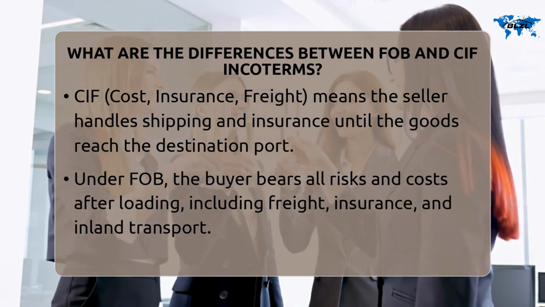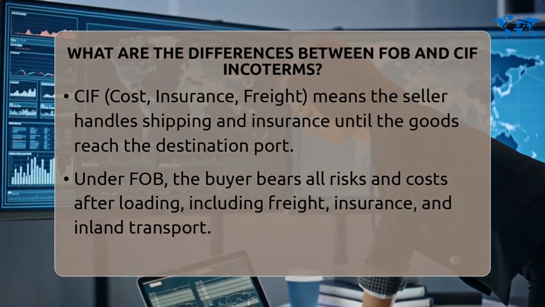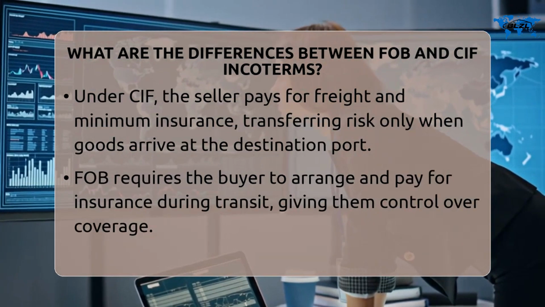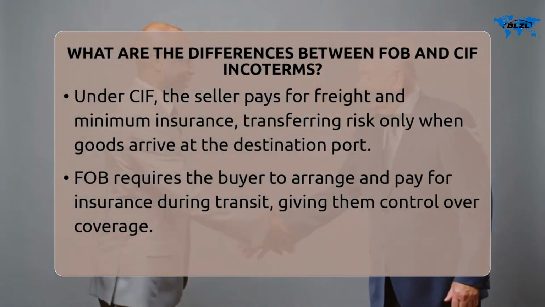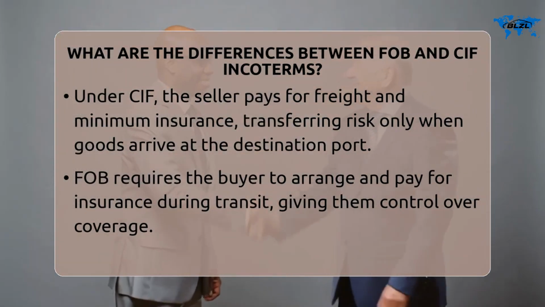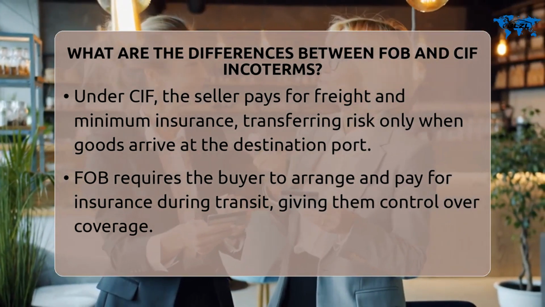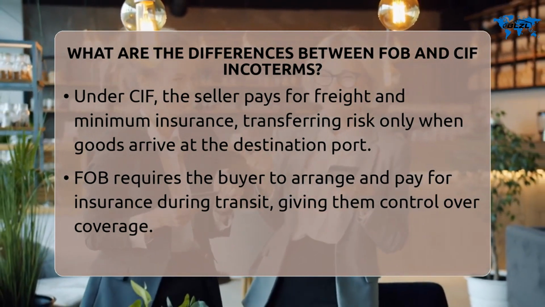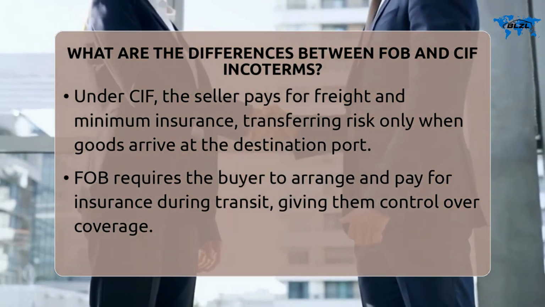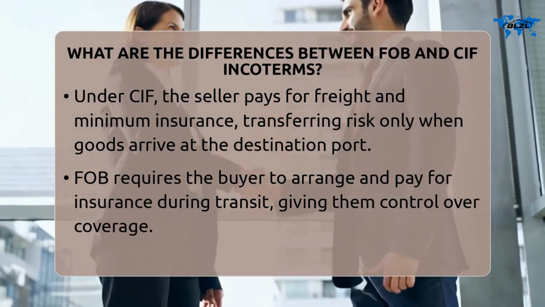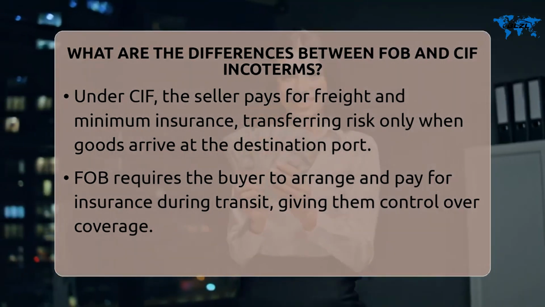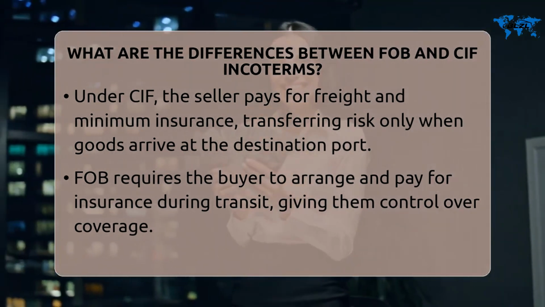Insurance is another key difference. With FOB, the buyer is responsible for arranging and paying for insurance during the voyage. They can choose the coverage they want. With CIF, the seller must arrange insurance, providing at least the minimum coverage required by the contract. This means the seller takes care of insurance, making it easier for the buyer but possibly more costly.